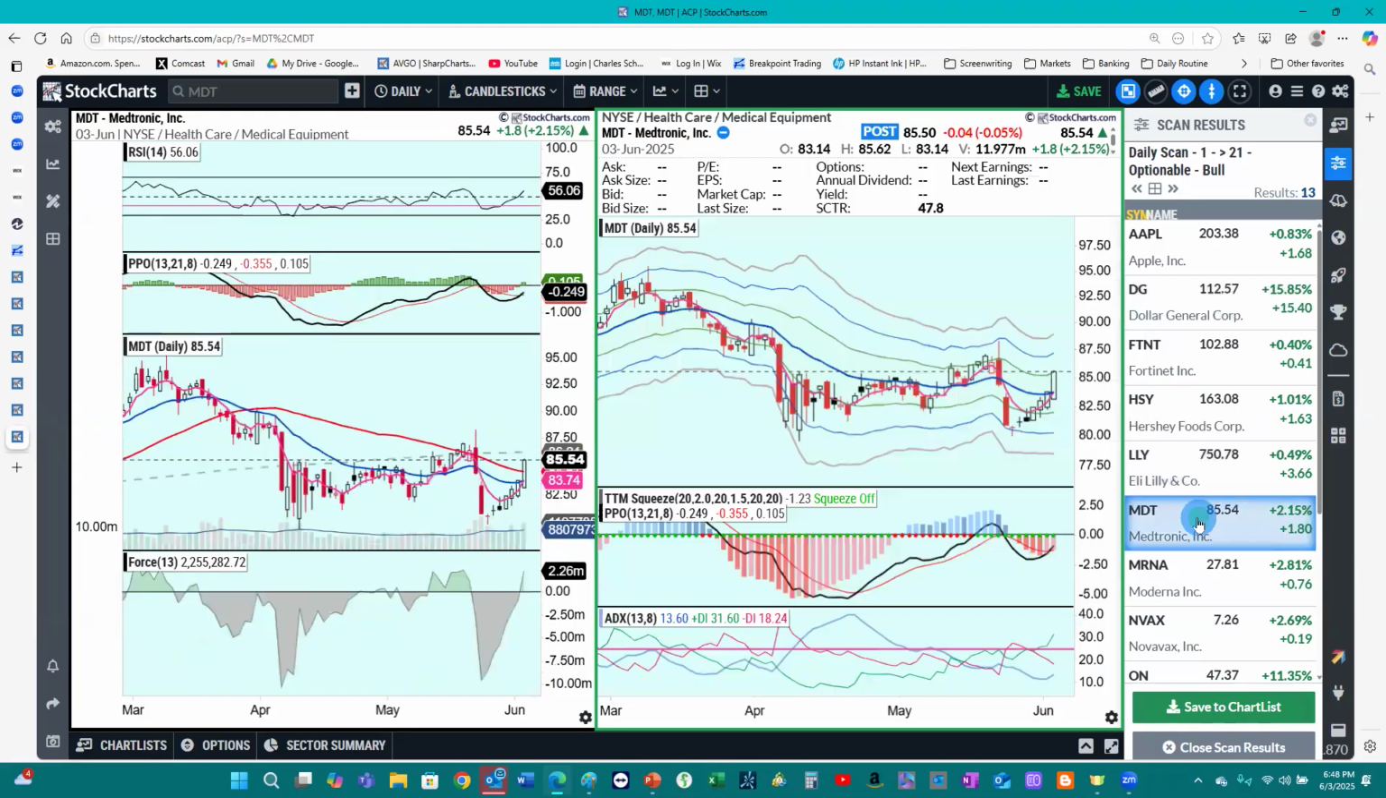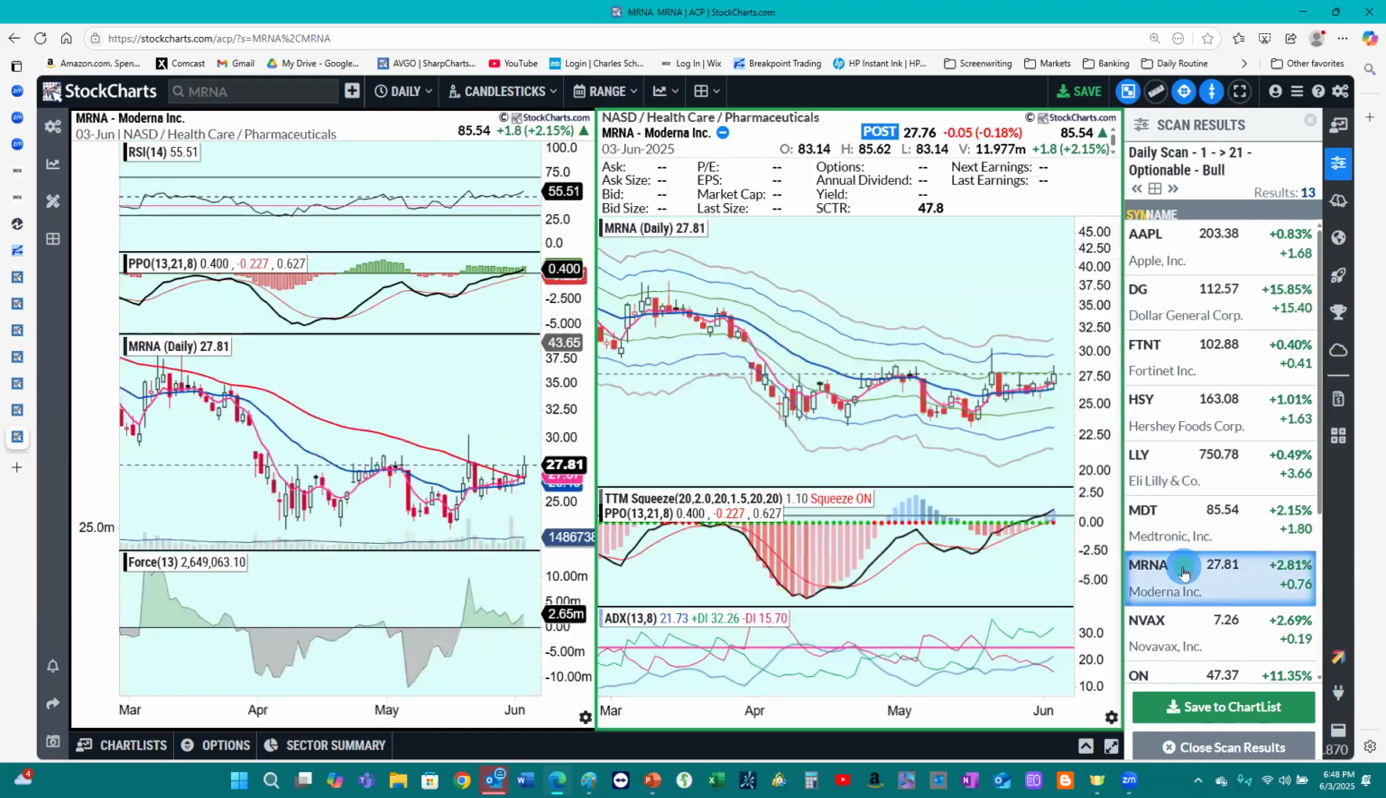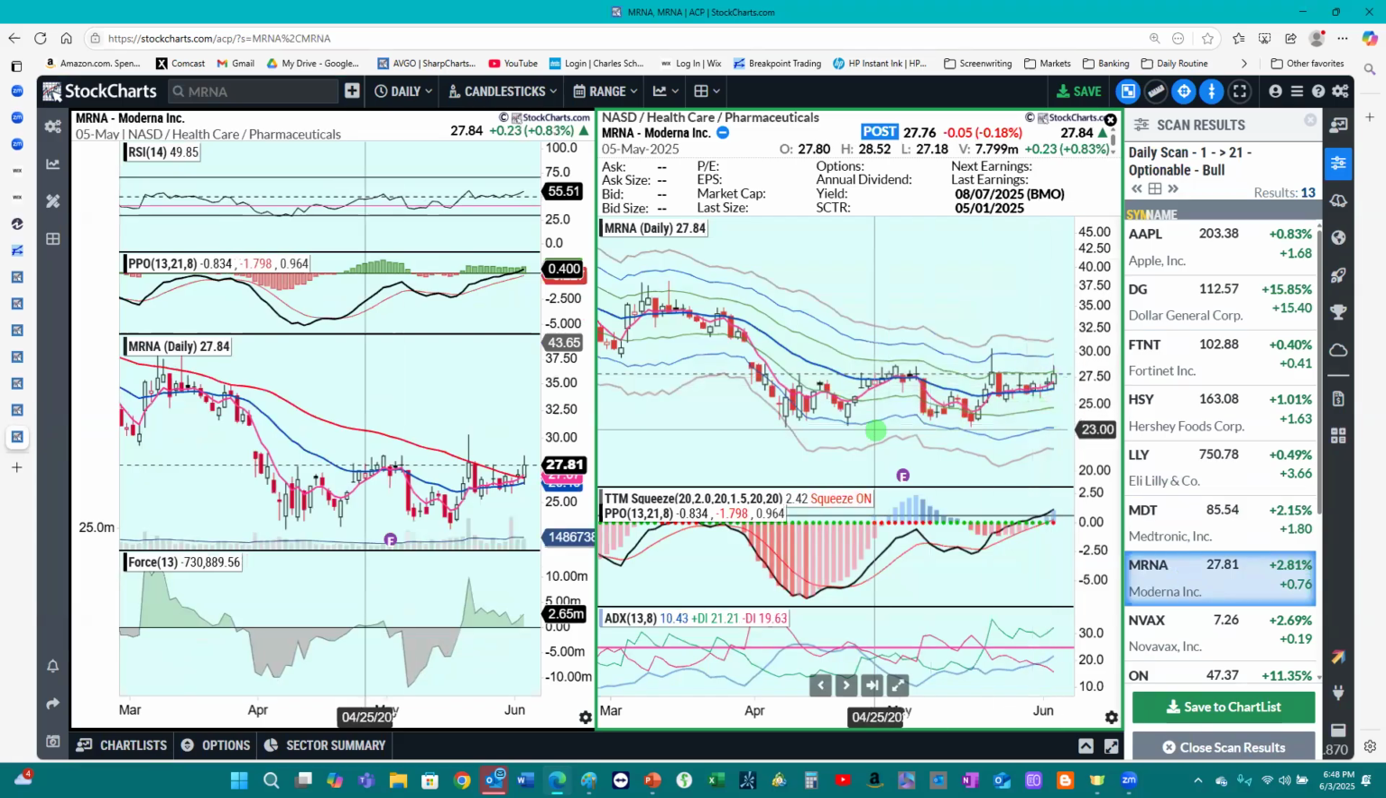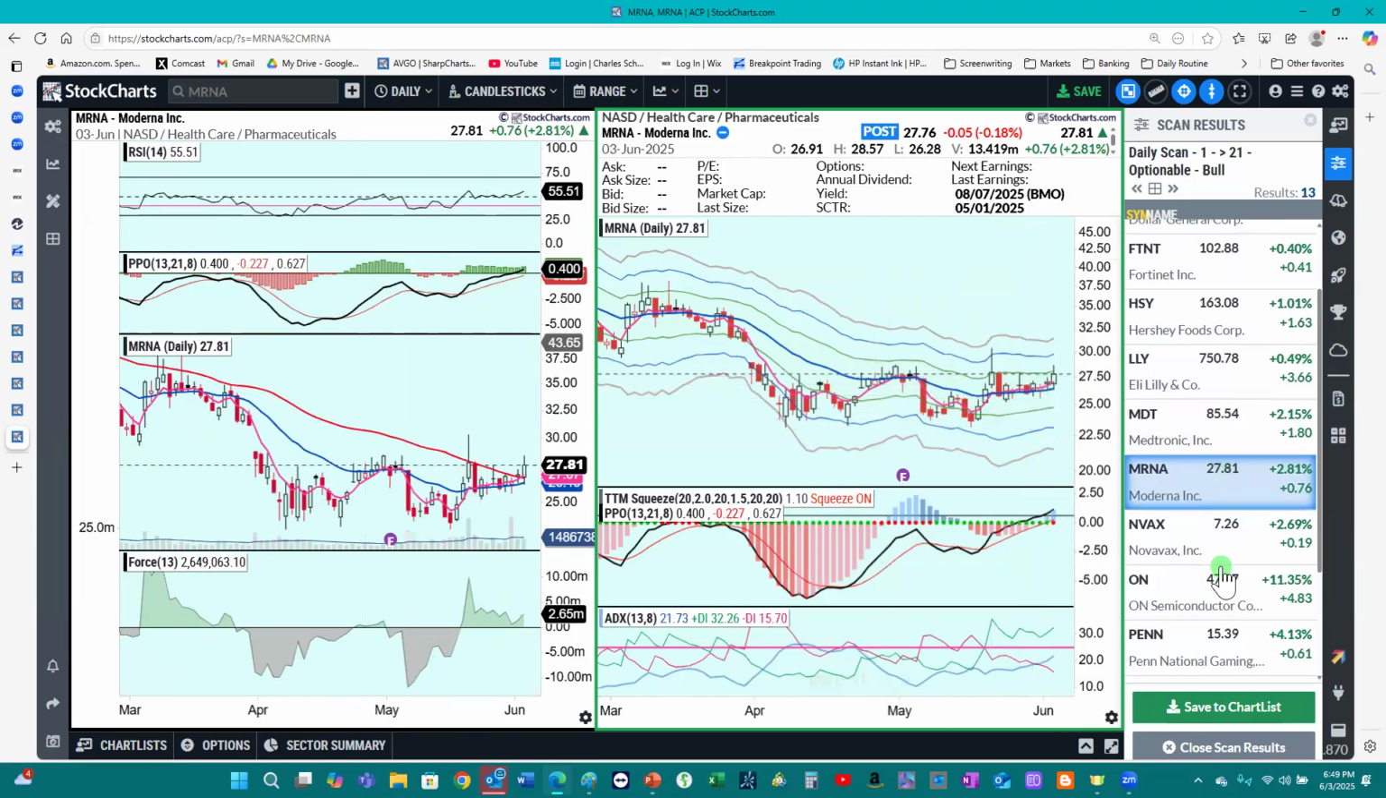Medtronic was on our list this morning. Really nice move. Continued its move. This is one of the ones that I showed at the midday update around lunchtime, and it's continued since then. Moderna was another one that I showed. It continued, but then pulled back near the end of the day. But that one still looks pretty good.